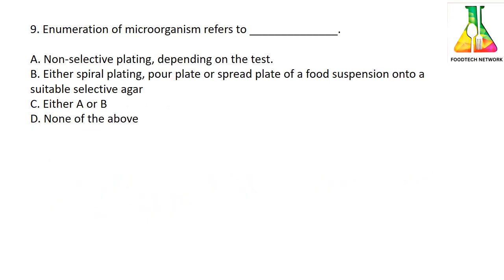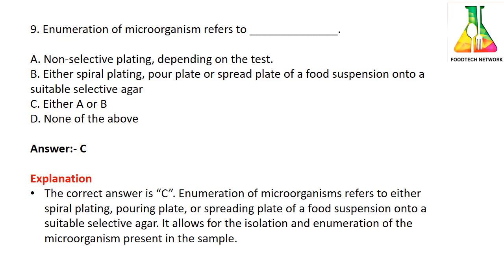Enumeration of microorganism refers to dash. Option A, non-selective plating depending on the taste. Option B, either spiral plating, pour plate or spread plate of a food suspension onto a suitable selective agar. Option C, either A or B, and option D, none of the above. Option C, that is A and B, both the sentences are correct because it allows for the isolation and enumeration of the microorganism present in the sample.